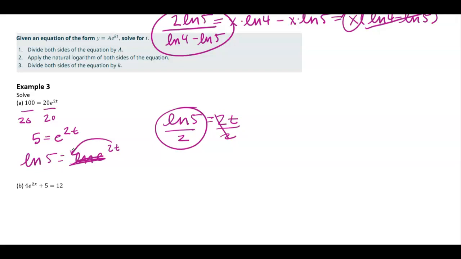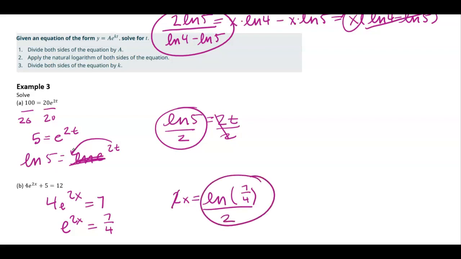And then let's look at one that's a little bit more complicated. I would need to subtract 5 here first. Then I will divide by 4. If I take the natural log of both sides, I get that 2x is equal to the natural log of 7 over 4. And then I'm going to just divide by 2. And so that's my answer for x. Again, I could plug this in if I wanted to and find an approximate, a decimal answer.